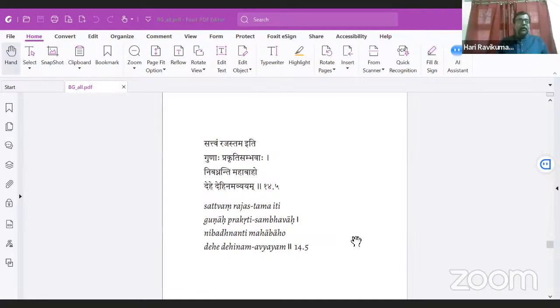Mahabaho, mighty armed. Sattvam, Rajas, Tamas, iti Prakriti Sambhavah Gunah. These are the three traits born of Prakriti. Dehe Avyayam Dehinam Nibadhnanti. So the Avyayam Dehinam, the imperishable Atman, is bound to the Deha, the body, by the three gunas.